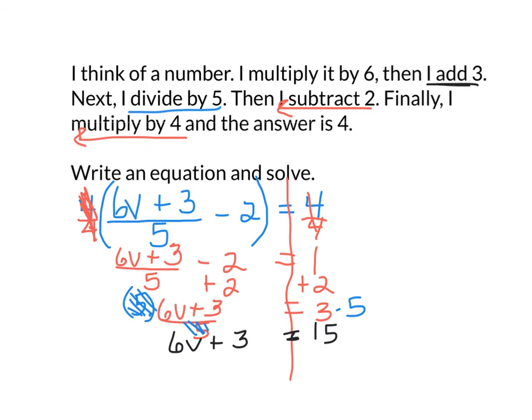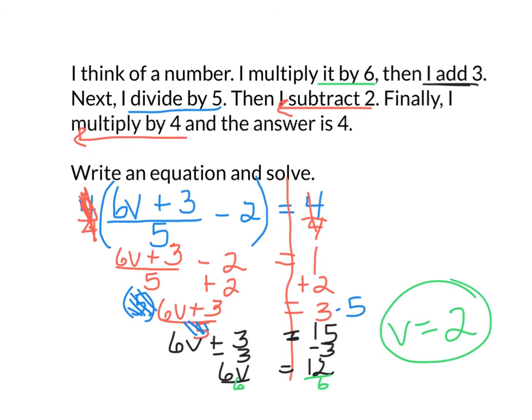I'll undo the add 3 by subtracting 3. I get 6v equals 12. And then undo the multiply by 6 by dividing by 6. And I get v equals 2. Okay, so each of these problems, they can get longer and longer and longer, they're not an issue for us, though. If we know what's happening, the order of operations with it, we just undo them in reverse order.